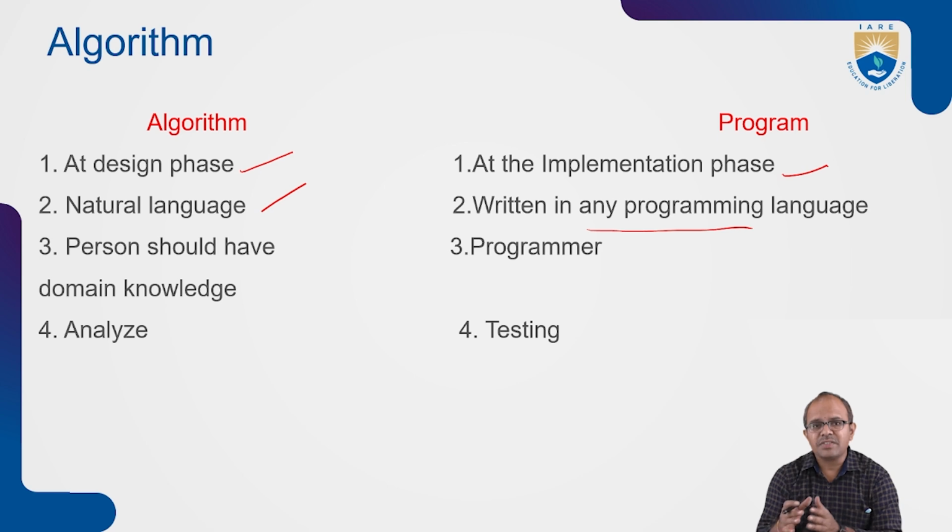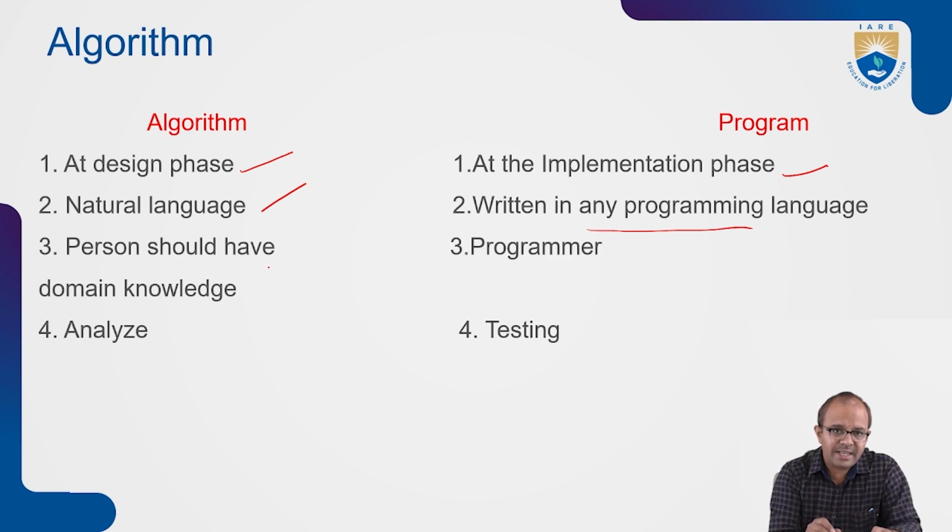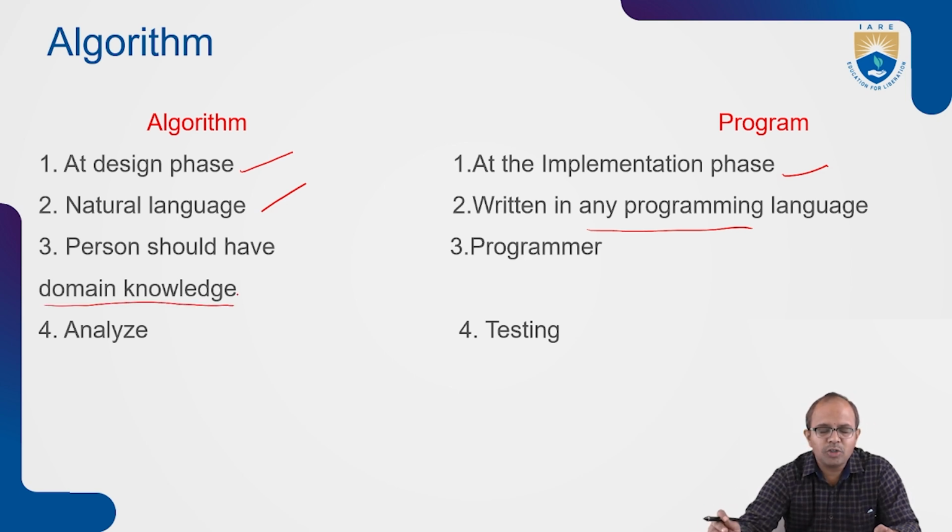So this kind of stuff is essential in order to implement the designed algorithm. And the person who is designing an algorithm should have domain knowledge, a specific domain knowledge on which he is working. Suppose the problem is towards medical, towards financial, towards object detection. He should have specific domain knowledge. Accordingly, the algorithm should be developed.